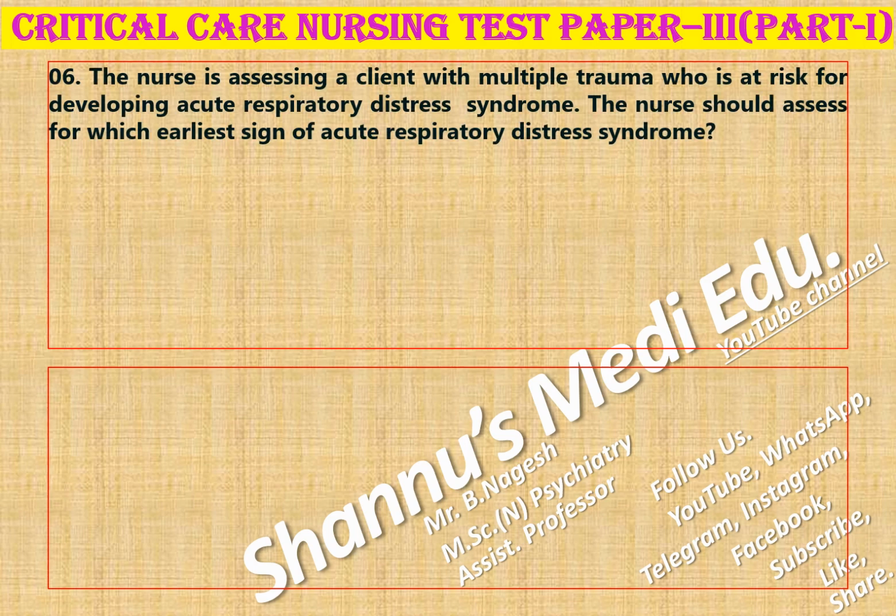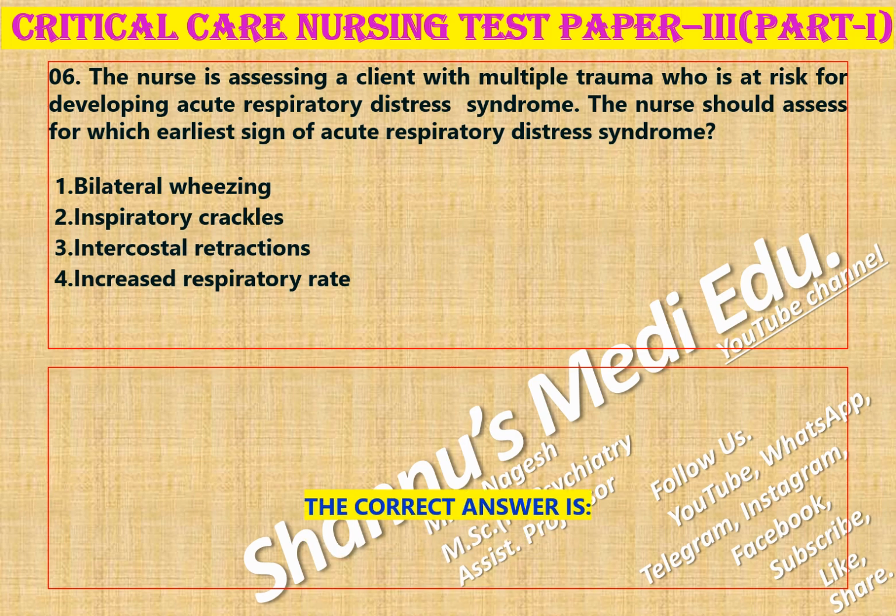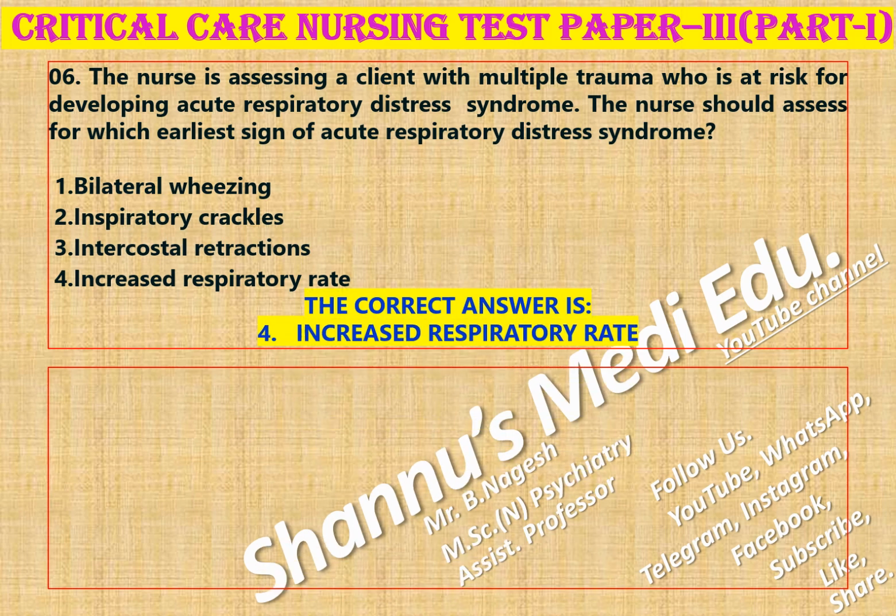The sixth question. The nurse is assessing a client with multiple trauma who is at risk for developing acute respiratory distress syndrome. The nurse should assess for which earliest sign of acute respiratory distress syndrome? The correct answer is increased respiratory rate.